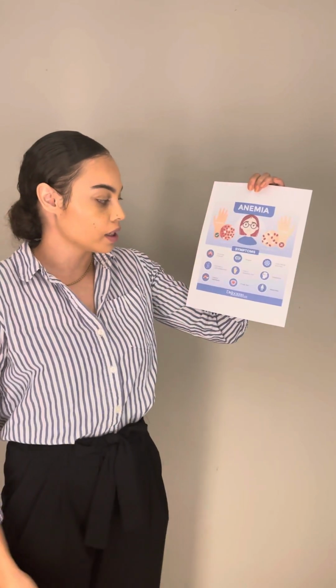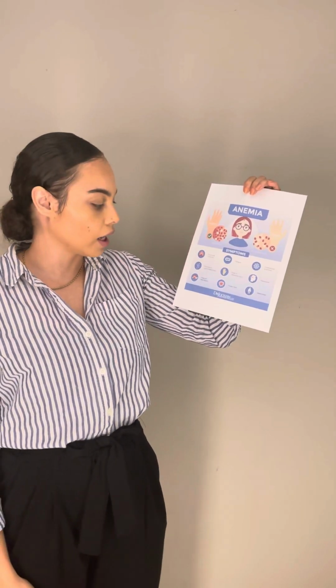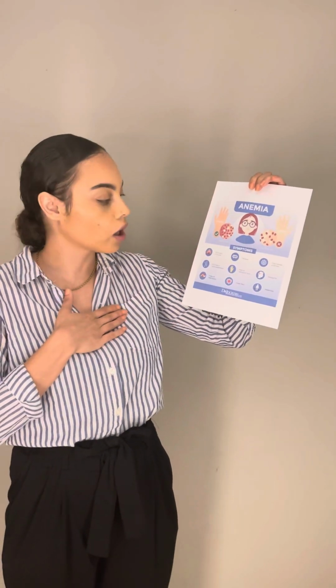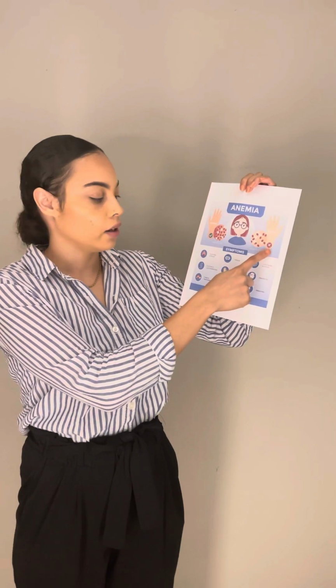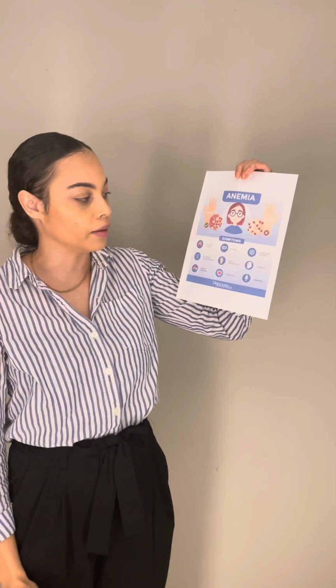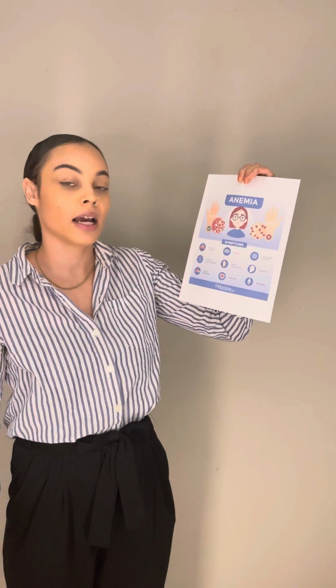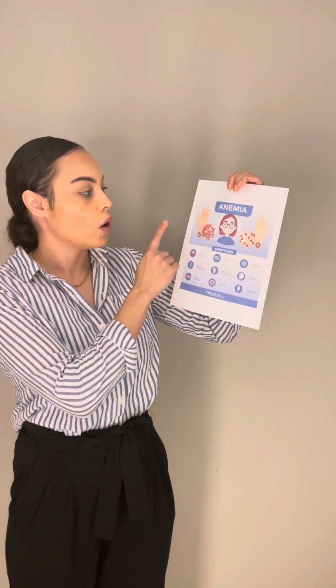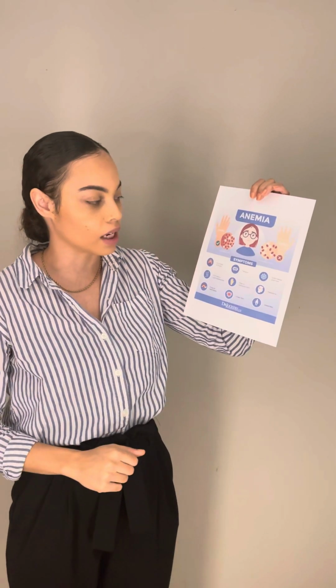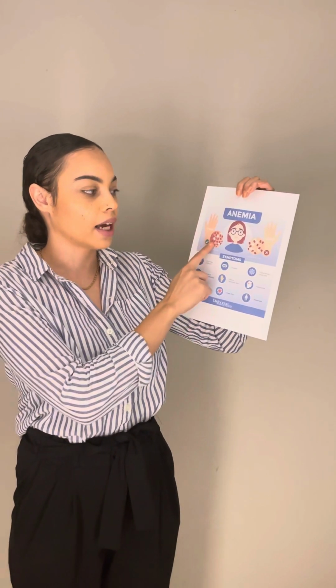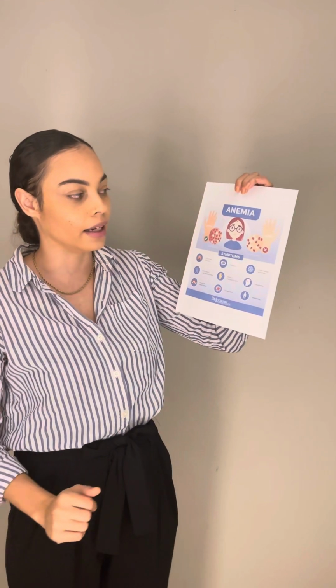We have the shortness of breath, dizziness or lightheadedness, irregular heartbeats, fatigue, yellow or palish skin, chest pain, cold feet and hands, headache, and weakness. On this side, it shows you what the normal red blood cells and white blood cells look like compared to someone who has anemia.